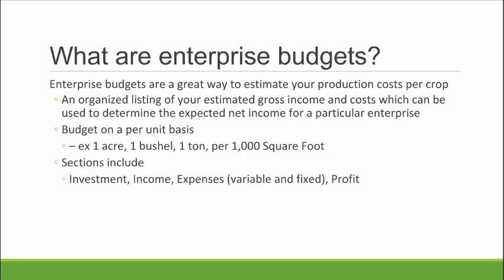The budgets, you can find many on the web. When you create one yourself, you need to decide on a unit that you're going to grow on. So is it going to be by the acre, by the bushel, by the ton? If you've got livestock, sometimes it's by the head or by the hundredweight. For some of the smaller, maybe it's not growing a whole acre of a particular vegetable. Maybe you are doing it by per 1,000 square foot. So you've got to decide on your unit that you're going to grow on. And then the sections include your investment, income, expenses, both your variable and your fixed, and then your profit.